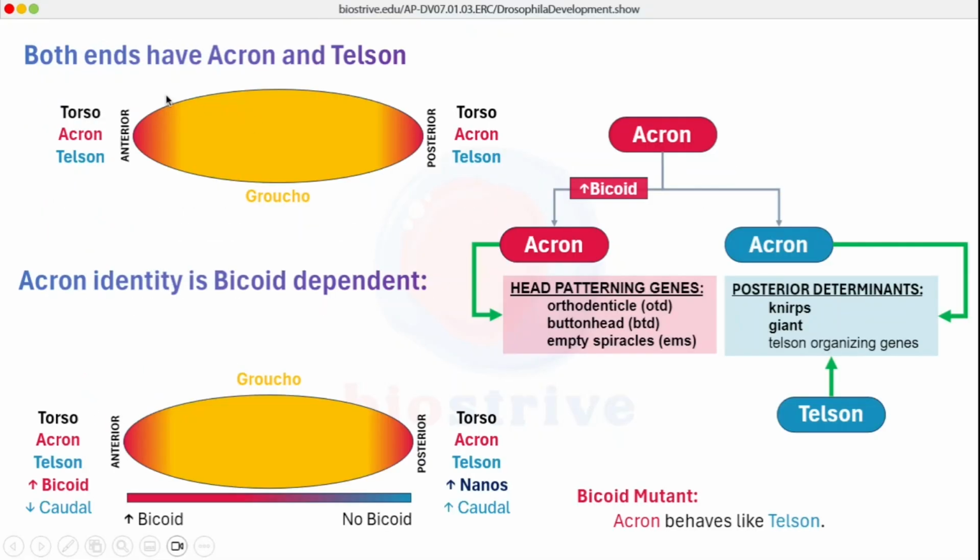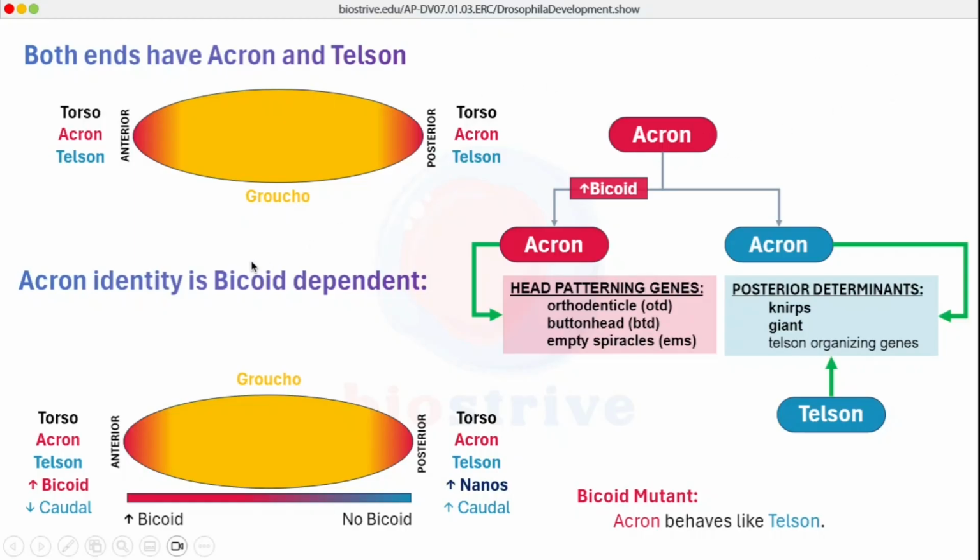abdominal segments. So as you can see, Groucho is now present in the middle, and there is no Groucho at the anterior end or posterior end. But you can see there is Akron and Telson present at the posterior as well as the anterior end. These Akron and Telson are brought about by this torso, which is inhibiting Groucho at the anterior as well as posterior end. There is another very important concept regarding the behavior of Akron.